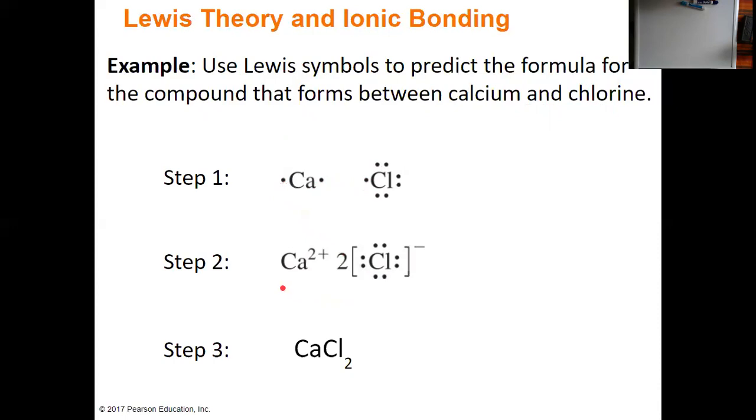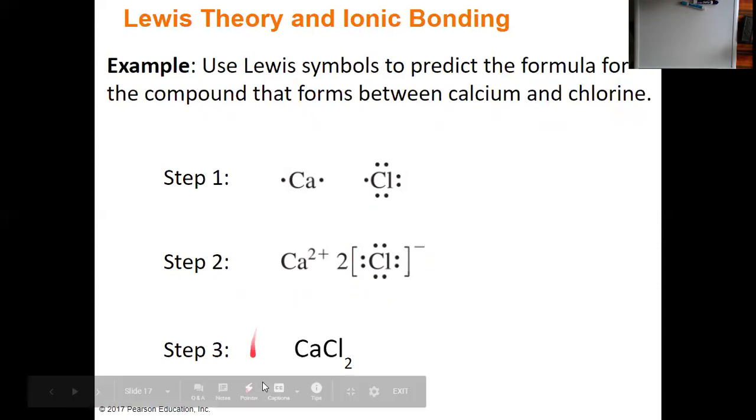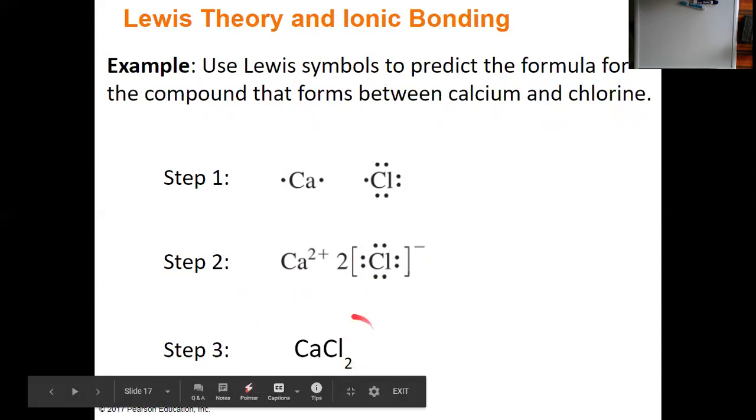So our ionic compound that's formed between calcium and chlorine will be a Ca2+ ion and then 2 chloride ions. Notice that when you have an electron dot structure that contains an ion, there are brackets around the structure itself, and the charge is put on the outside of the brackets. Now, the third step in figuring out the formula is actually writing the formula down. The formula is CaCl2.